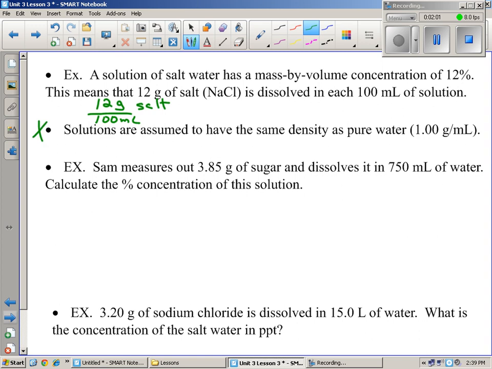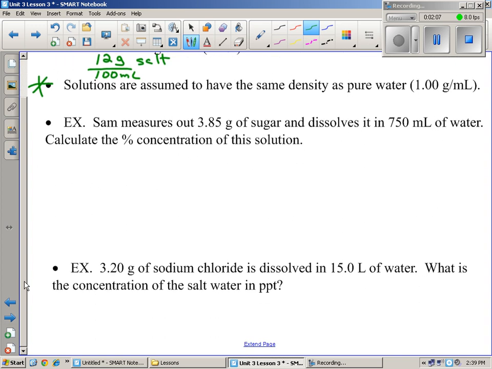This here you don't have to worry about. We always just assume that it's 1 gram per milliliter, so you don't need to worry about that. That's nothing. Okay, let's just move on here. Well, it's not nothing, but it's going to be the same anyway.